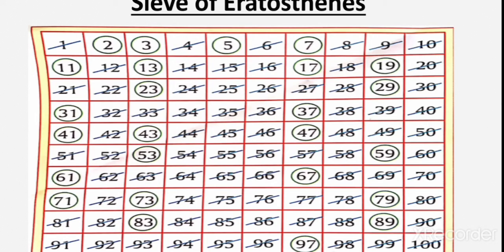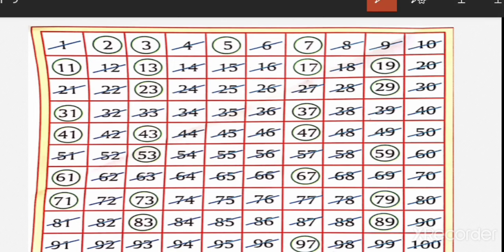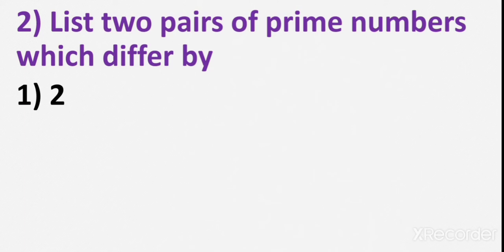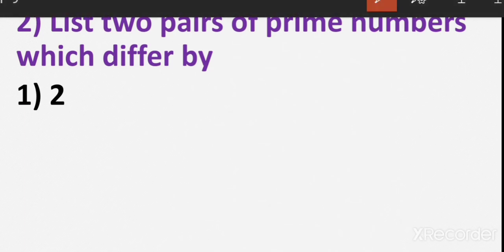Now see, this is the sieve of Eratosthenes. This is a simple method by which we can decide, by looking only at this table, what are the prime numbers and what are the composite numbers. So the numbers which are circled are the prime numbers and the crossed numbers are the composite numbers. Based on this we are going to solve few sums. So let's see. The question is, list 2 pairs of prime numbers which differ by 2. We have to write 2 pairs of prime numbers here which differ by 2.